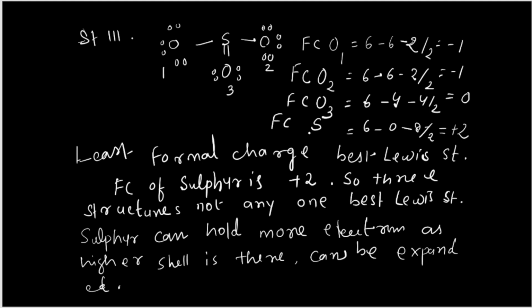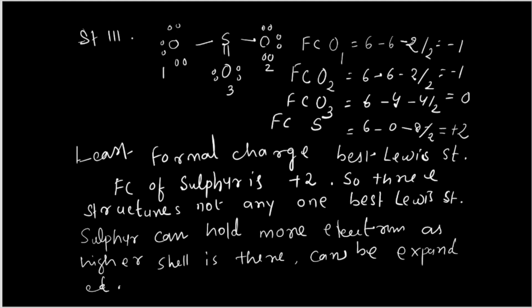So here the formal charge of sulfur, how many bonds? That means 4 bonds. So 8 is the bonding electron, and how many non-bonding electrons? It is also 0. And 6 is the valence electron, so the answer is plus 2. That means the formal charge of sulfur is plus 2, and for O1 minus 1, O2 minus 1, then O3 is 0, and sulfur is plus 2.